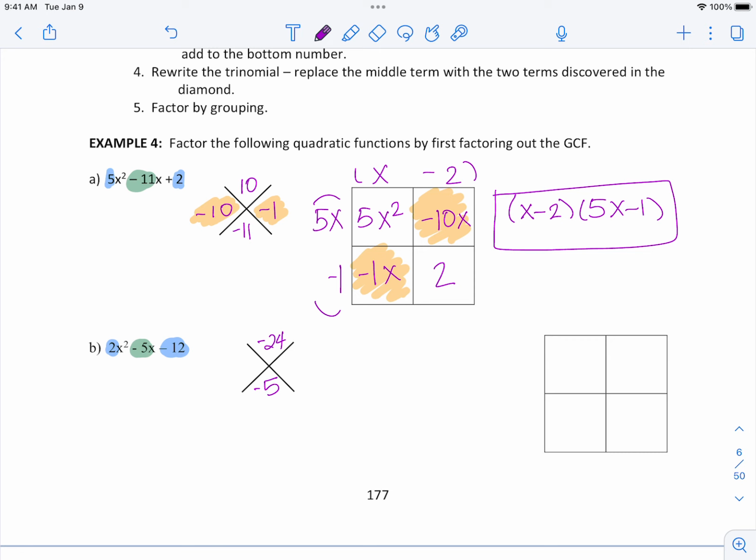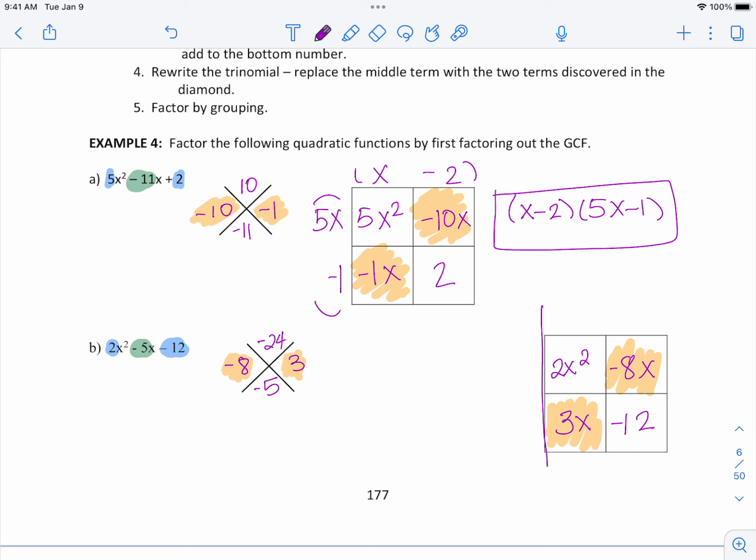So numbers that multiply to negative 24 that add up to negative 5 are going to be negative 8 and 3. So let's place these values in the box. I'm going to put my 2x squared in the first box, my negative 12 in the last box, and then I'm going to take my two side numbers, negative 8 and 3, and place them in the other two boxes. So negative 8x here, 3x here.